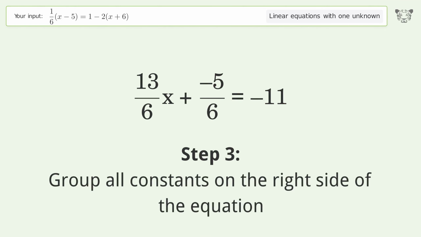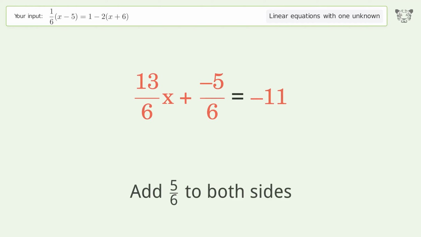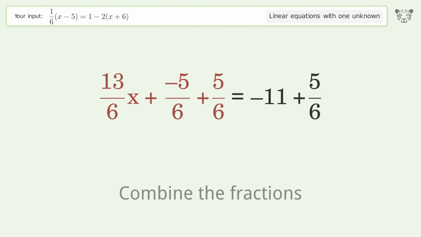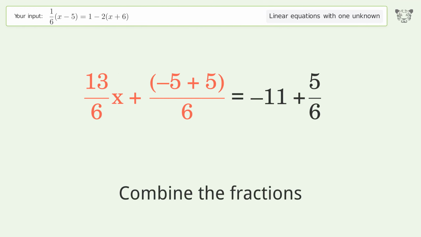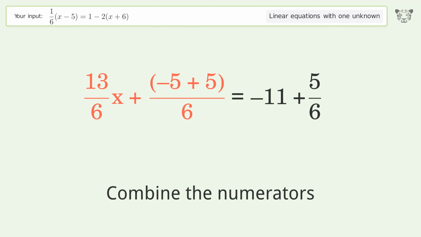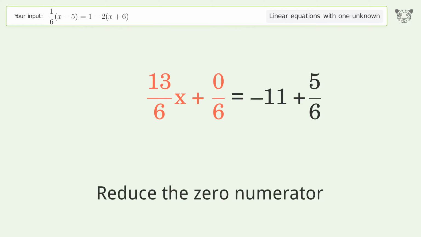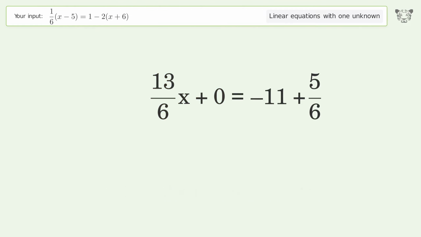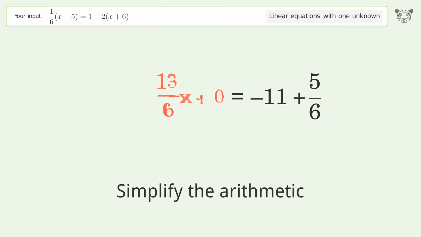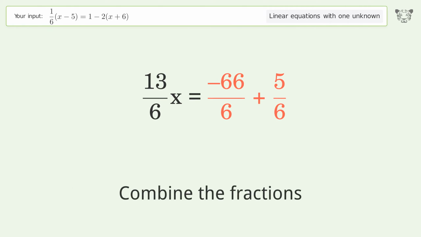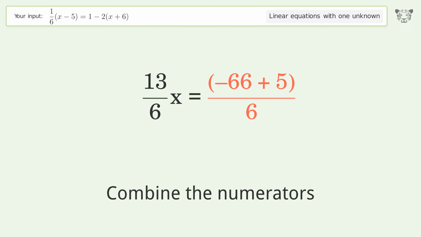Group all constants on the right side of the equation. Add 5/6 to both sides. Combine the fractions. Combine the numerators. Reduce the zero numerator. Simplify the arithmetic. Convert the integer into a fraction. Combine the fractions. Combine the numerators.